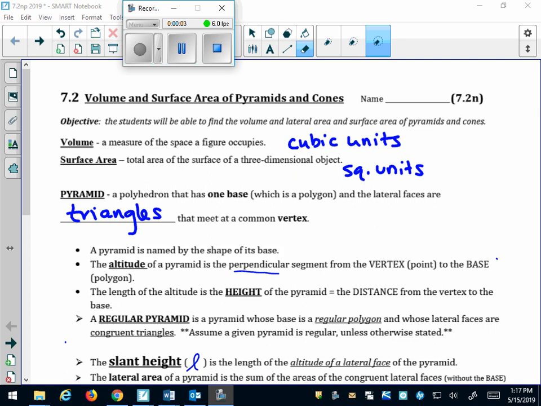Okay, so volume, we already talked about a little bit, is how much fits inside of a three-dimensional object, right? Space inside. That's measured in cubic units, always cubic units for volume. Surface area is the total area of all the surfaces added together. Any type of area is measured in square units.